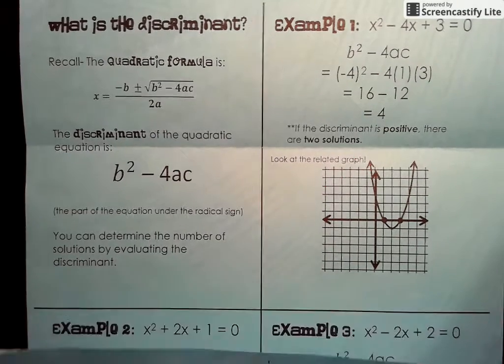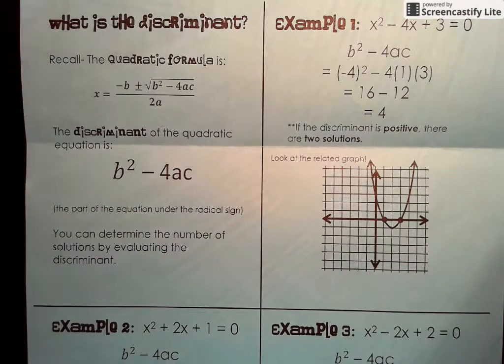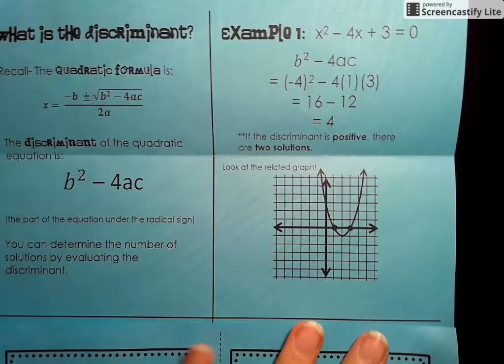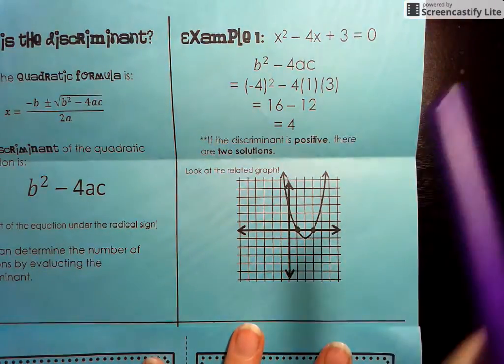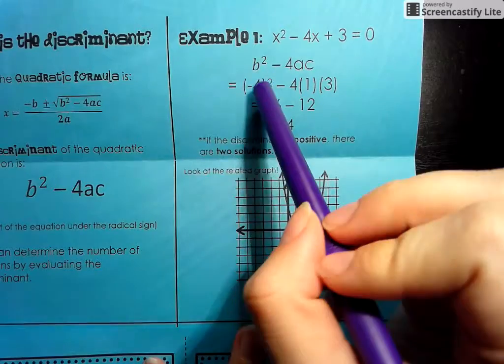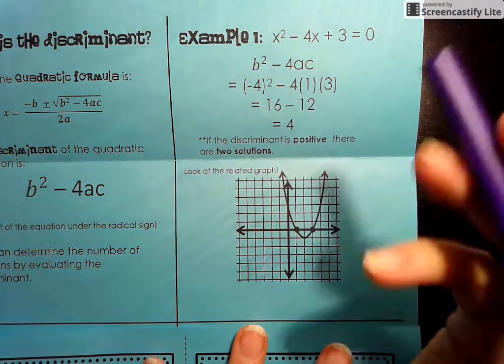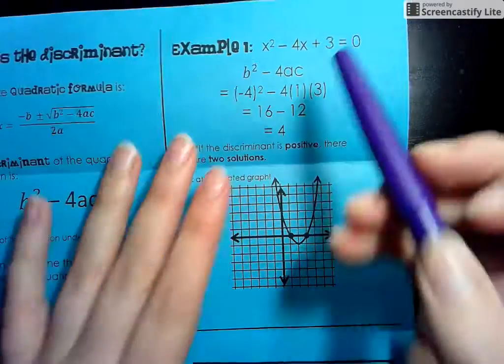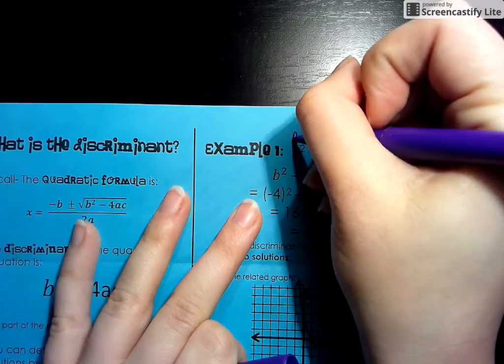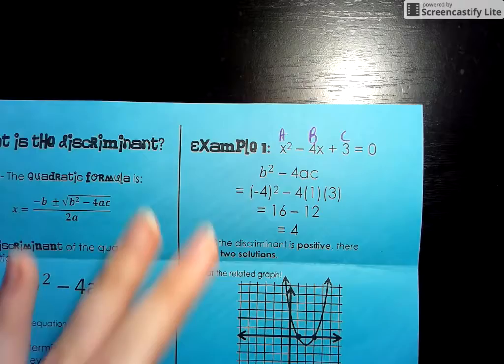You could do the discriminant first to see if you have to actually solve, because if there's no solution, you don't have to actually solve, but I'll show you that. So if I have example 1, I have x squared minus 4x plus 3 equals 0. My discriminant is b squared minus 4ac. I have my a, b, and c.